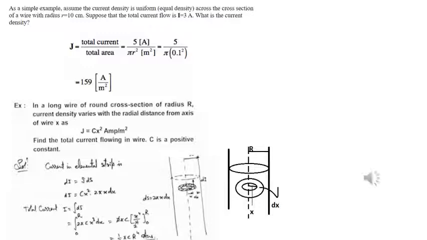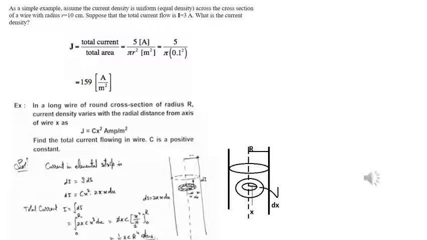And di is j dot ds, and j given in the question is c x square. I want to find the total current. Then what I have to do? I have to integrate di, and you know di is equal to c x square into 2 pi x dx. So that is 2 pi c x cube dx. Taking 2 pi c outside, x cube dx integration is x to the power 4 by 4.